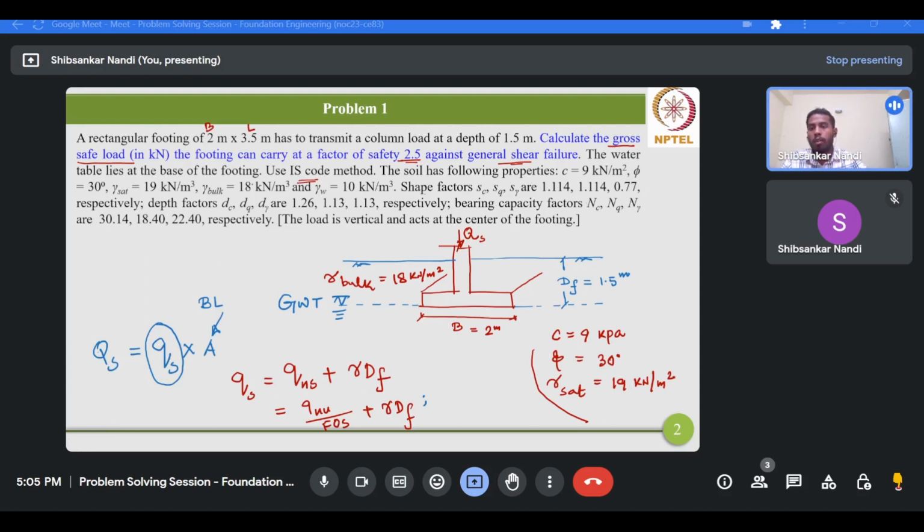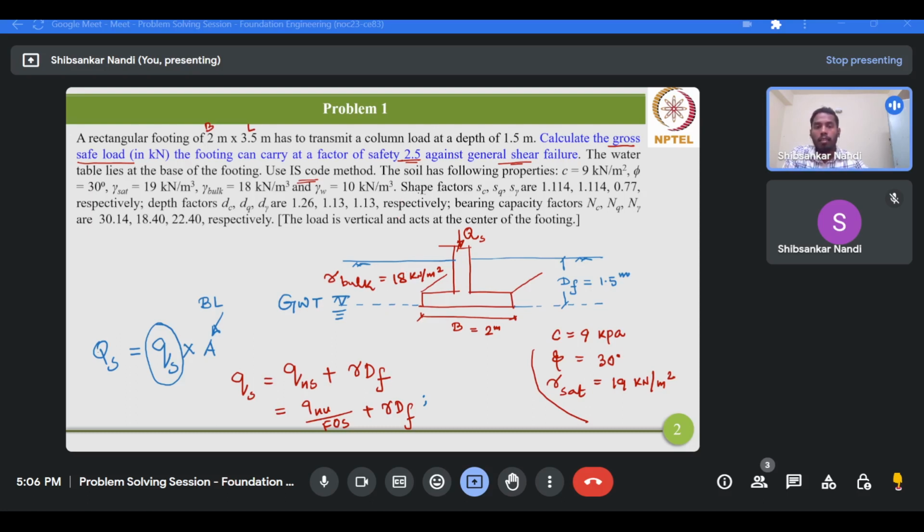Then the saturated unit weight and the bulk unit weight both are given to you, because the groundwater table basically is encountered at the foundation level. Therefore, for the soil which is above the groundwater table, bulk unit weight will be applicable, and for the soil mass which is below the water table, you have to use the saturated unit weight. So that's why two types of unit weight, namely saturated and bulk unit weight, are given in this problem.